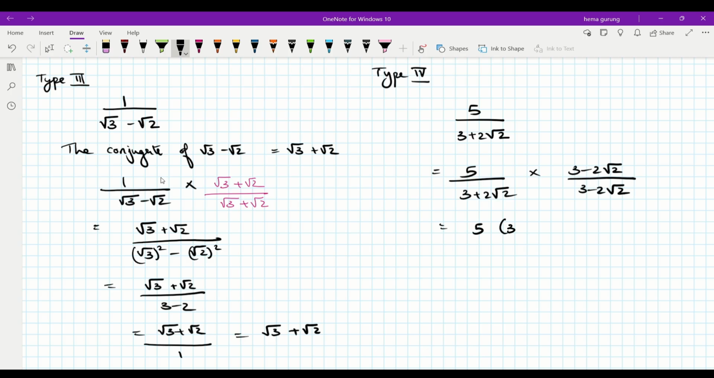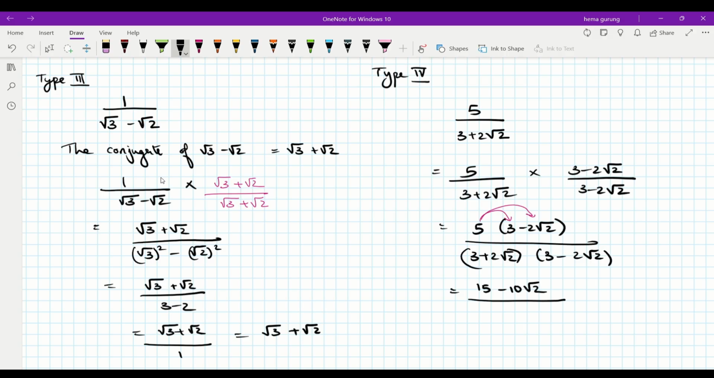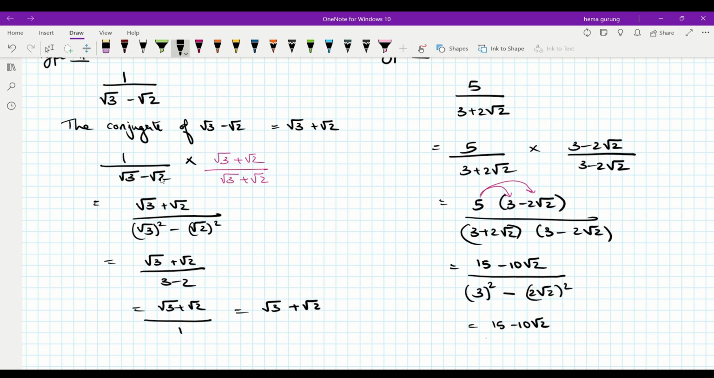Now what is it? 5 times (3 minus 2 root 2), and then (3 minus 2 root 2) in the denominator as well. Now we have to use the distributive law. Multiply 5 with 3, 5 with this. What you will get? 15 minus 10 root 2. And again in the denominator, a square minus b square. We cannot solve it further as they are different terms. They are not like terms.